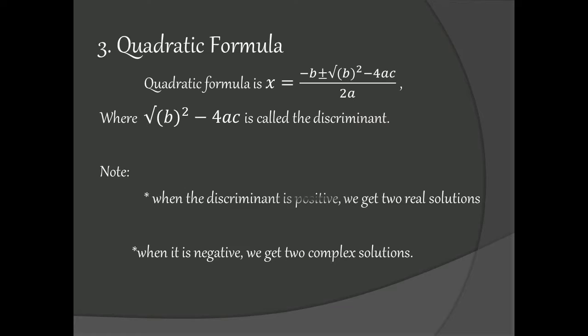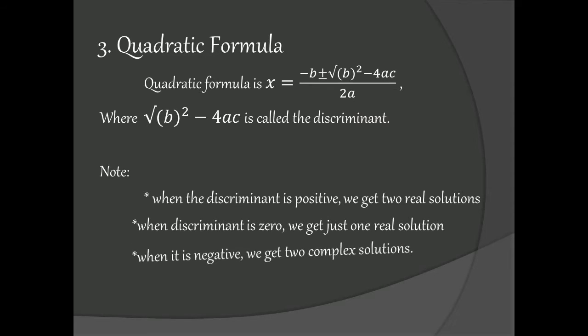Note that when the discriminant is positive, we get two real solutions. When the discriminant is 0, we get just one real solution. And when it is negative, we get two complex solutions.